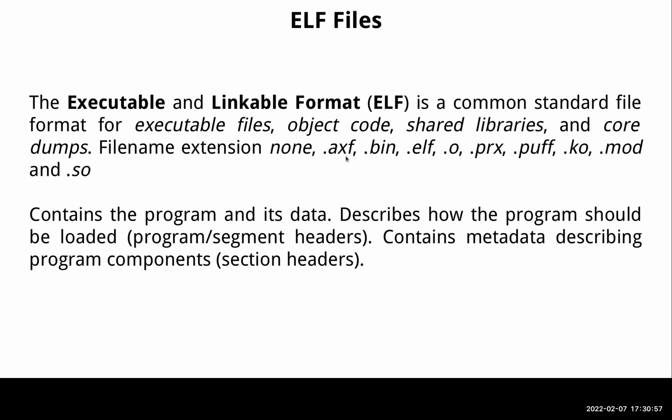So .axf files are usually embedded system firmware ELF files. .bin is just binary. I do not really see ELF used a lot. .o is what you get when you compile C code to an object file. Then .ko is a kernel object file. .mod is also for kernel modules. .so is for shared libraries. So an ELF file contains the program and also its data.